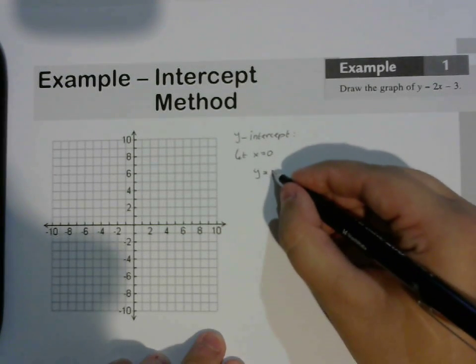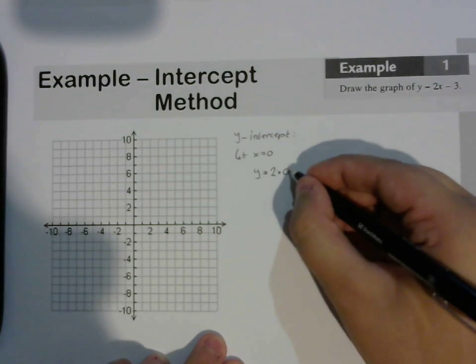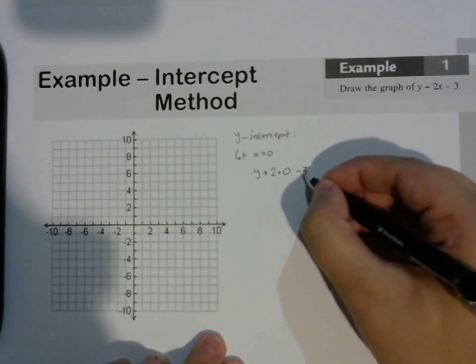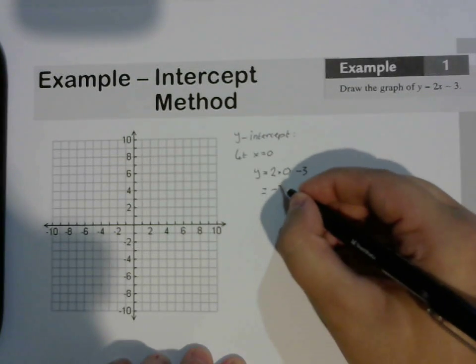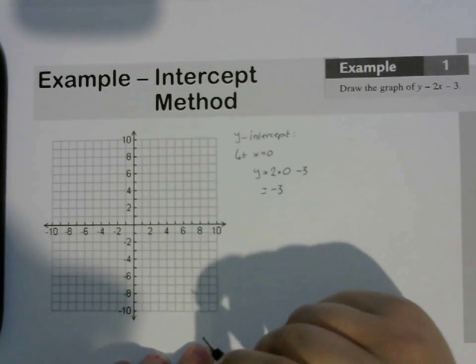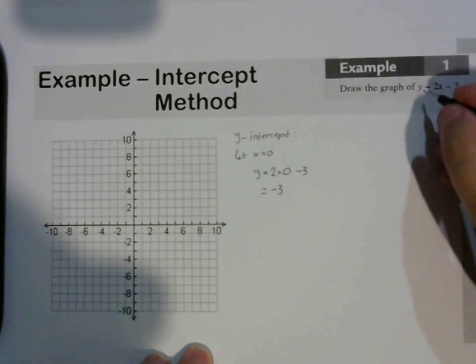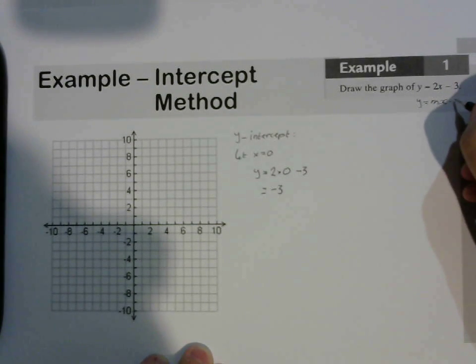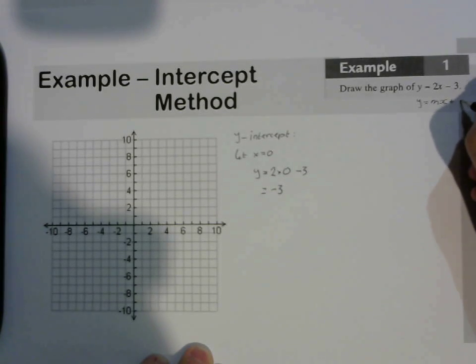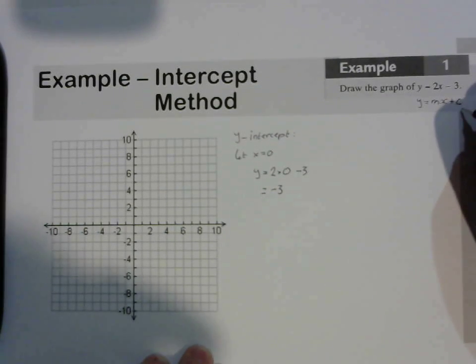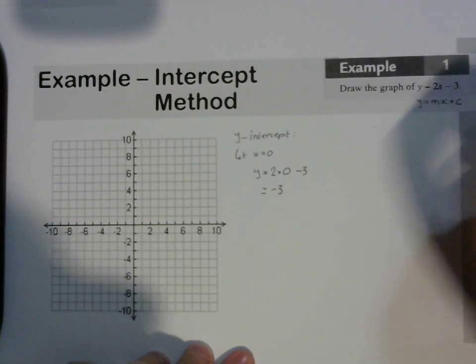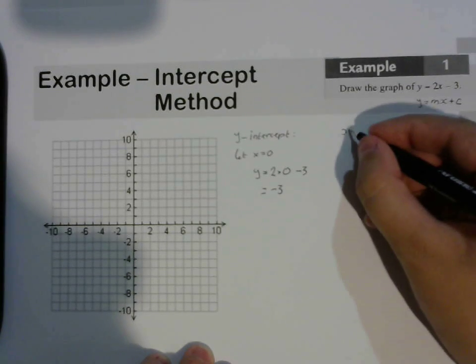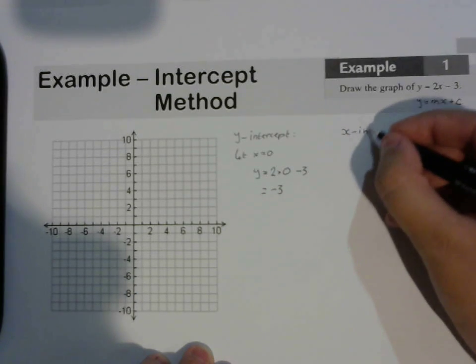So we're going to have y equals 2 times 0 minus 3, which gives us minus 3. You can also use the fact that our equation is in the form y equals mx plus c and just read it off. The x-intercept is a little bit more involved.